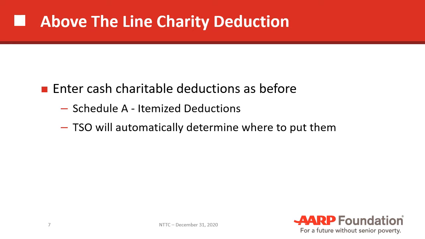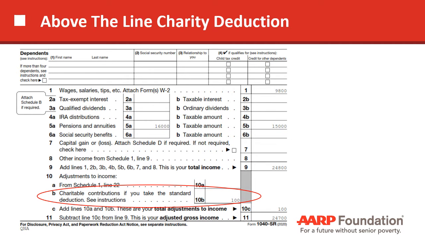So TaxSlayer will automatically determine where to put them. Here you can see that charitable deductions for adjustments to income show up on line 10B of the 1040.